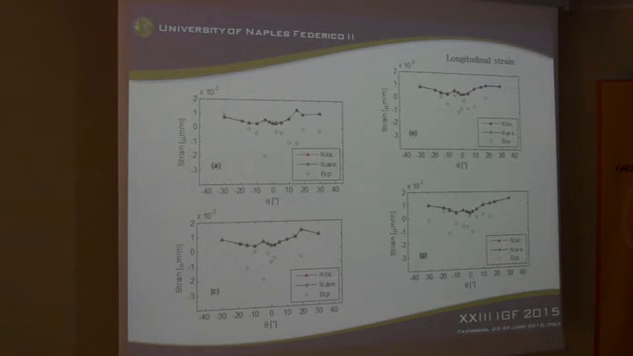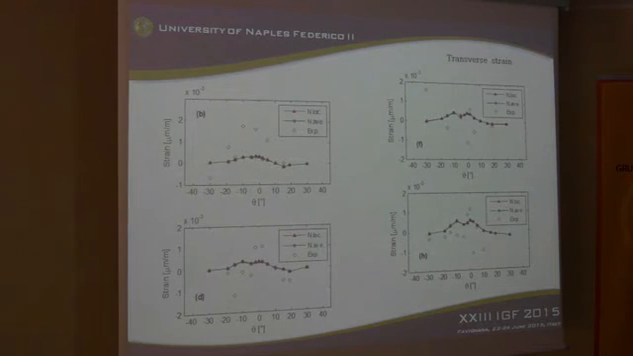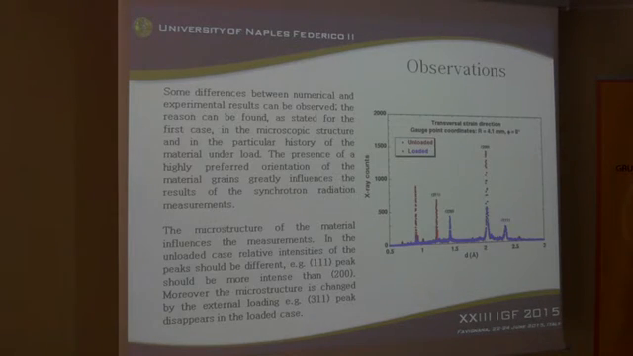Also in this case, we have a difference. We have a compression state in the zone far from the crack tip for longitudinal strain, and also for transverse strain, with some difference. The reason for this difference is the presence of a highly preferred orientation in the material grains. In fact, this figure shows the influence of the microstructure.